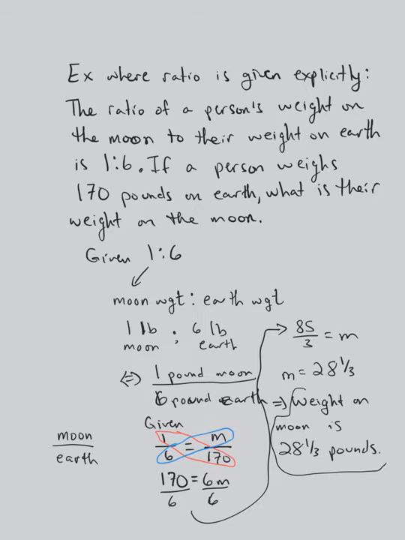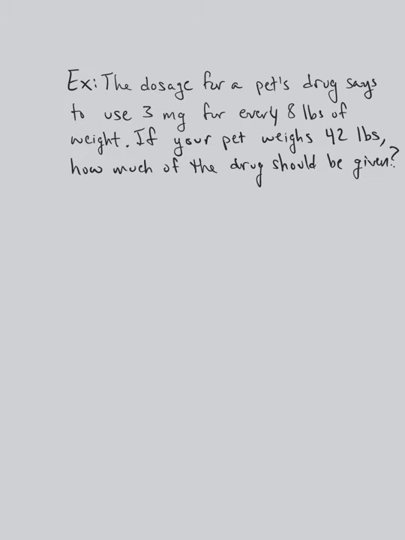All right, so that's the basics. Let's look at one more example, and that should probably be enough to go on. Let's look at an example that occasionally pops up in our lives. Say you have a pet and they get some kind of drug. The dosage for that pet's drug says to use 3 milligrams for every 8 pounds of weight. Let's say your pet weighs 42 pounds, and we're asking how much of the drug should be given.